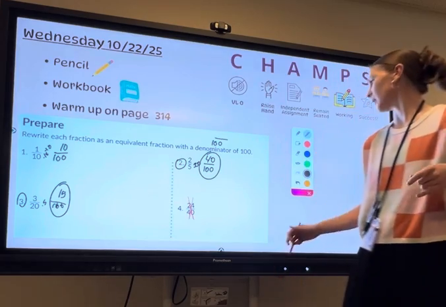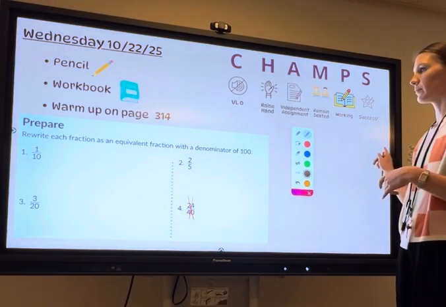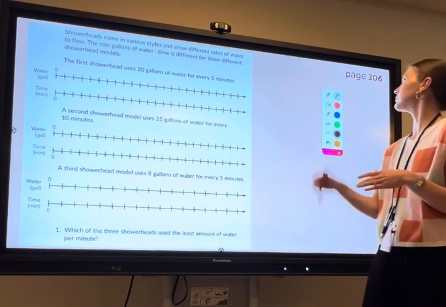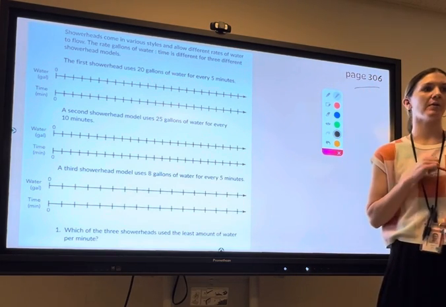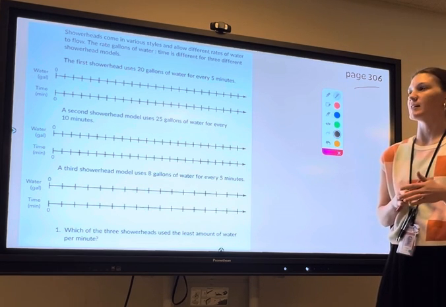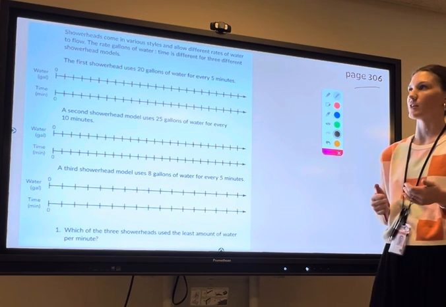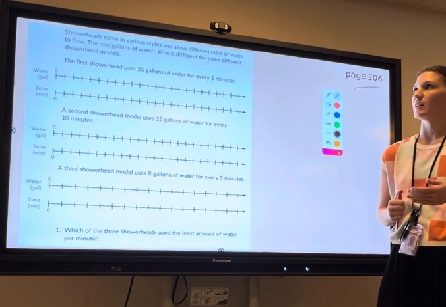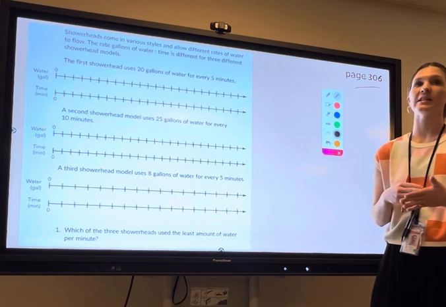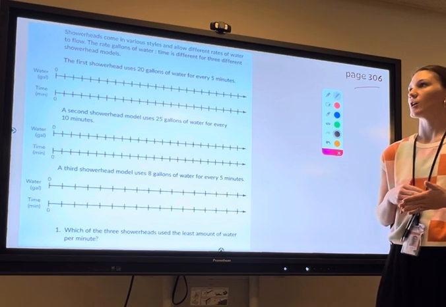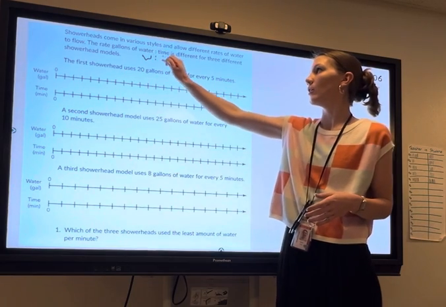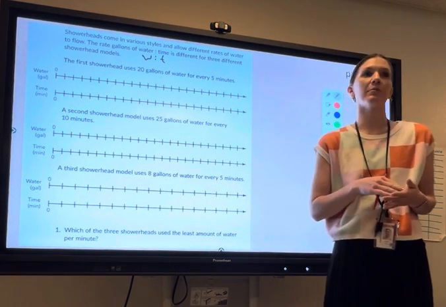Okay, on the next page, it says, this is page 306, by the way, page 306, please. It says shower heads come in various styles and allow different rates of water to flow. The rate, gallons of water to time, is different for 3 different shower heads. So we have a rate of water for an amount of time, okay?